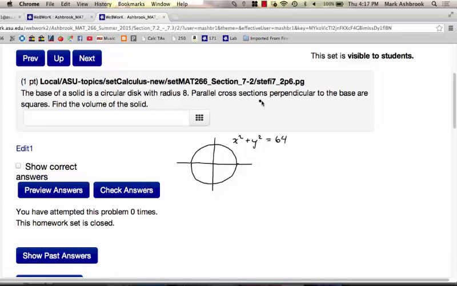So parallel cross sections perpendicular to the base are squares. So you imagine squares with their base on the disk, and then in this view they'd be sticking right up at you, right? So then the largest square would be here at the diameter, and then the squares would shrink down to 0 as you got to here. So let's see if I can draw it here.